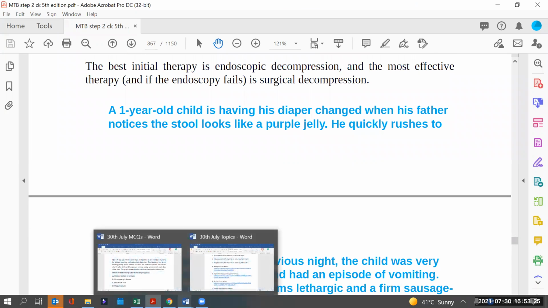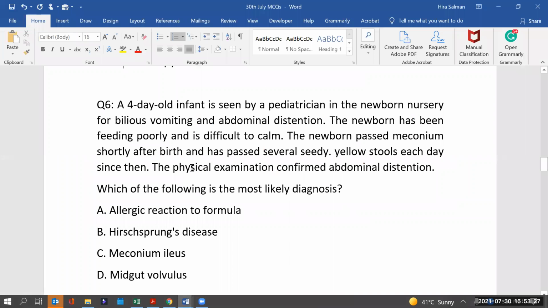So let's have a look at the question. Here the question is saying a 4-day-old infant is seen by a pediatrician in the newborn nursery for bilious vomiting and abdominal distension. So there is distension, there is bilious vomiting. The child is just 4 days old. The newborn has been feeding poorly and is difficult to calm. So feeding is also not proper, and it's very difficult to calm. The baby is in pain, colicky pain.